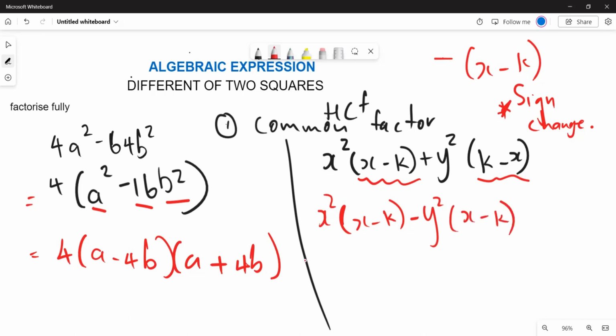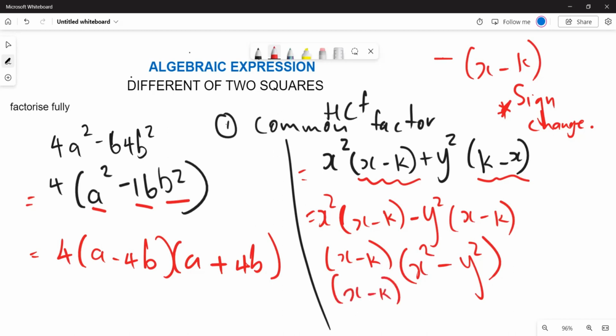Are we together? And then what are we going to do now? Remember, these are two terms, so you can take out a common factor between these two terms. You can take out x subtract k as your common factor. You're going to be left with x squared subtract y squared. Now x squared subtract y squared is a difference of two squares, so this is going to be x subtract y and also x plus y. And then you have successfully solved this problem. Are we together? So that's that.